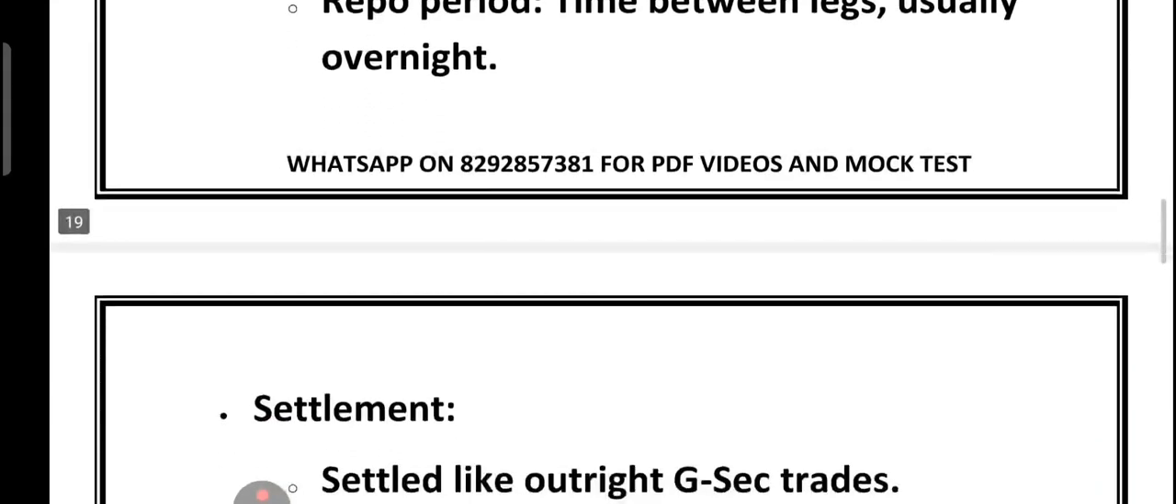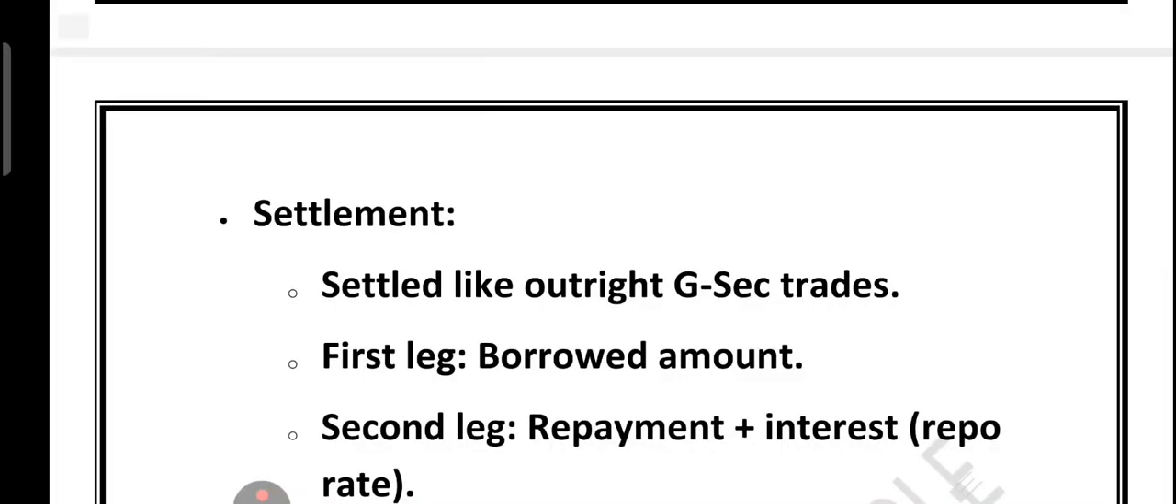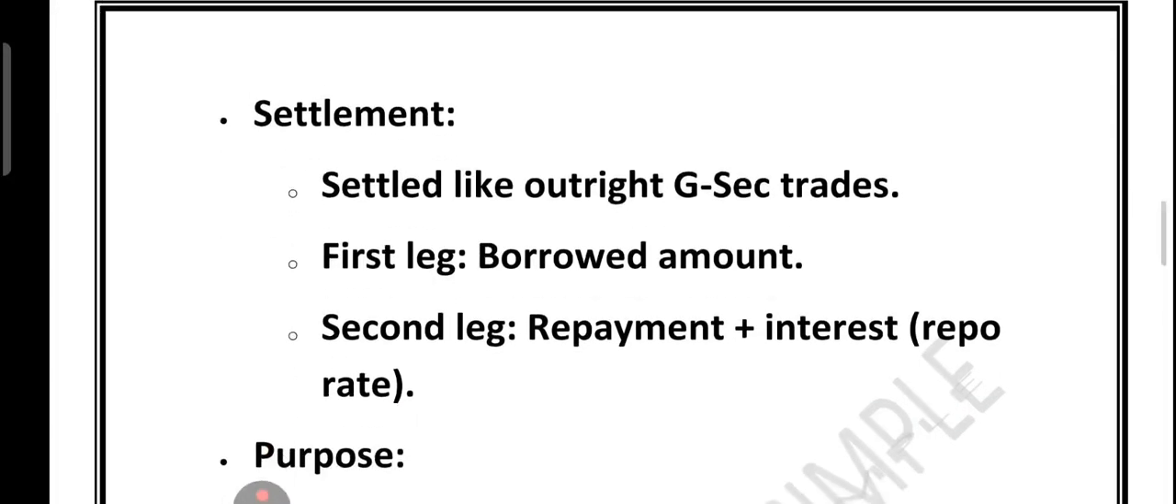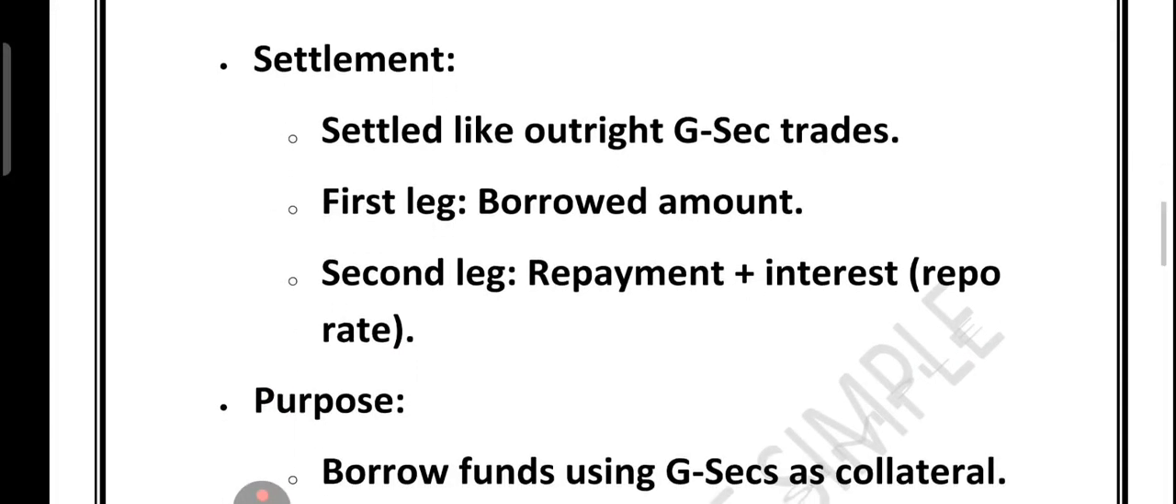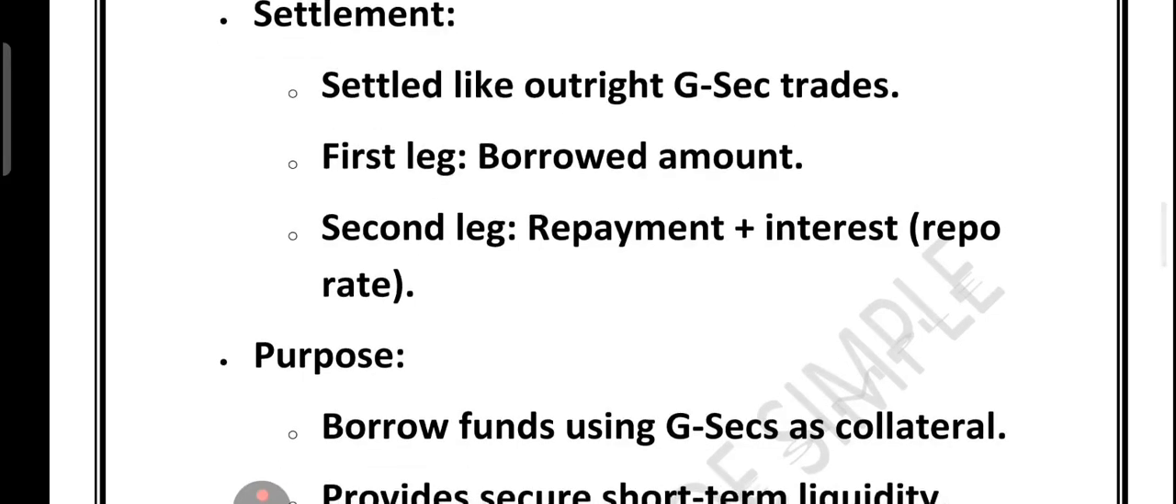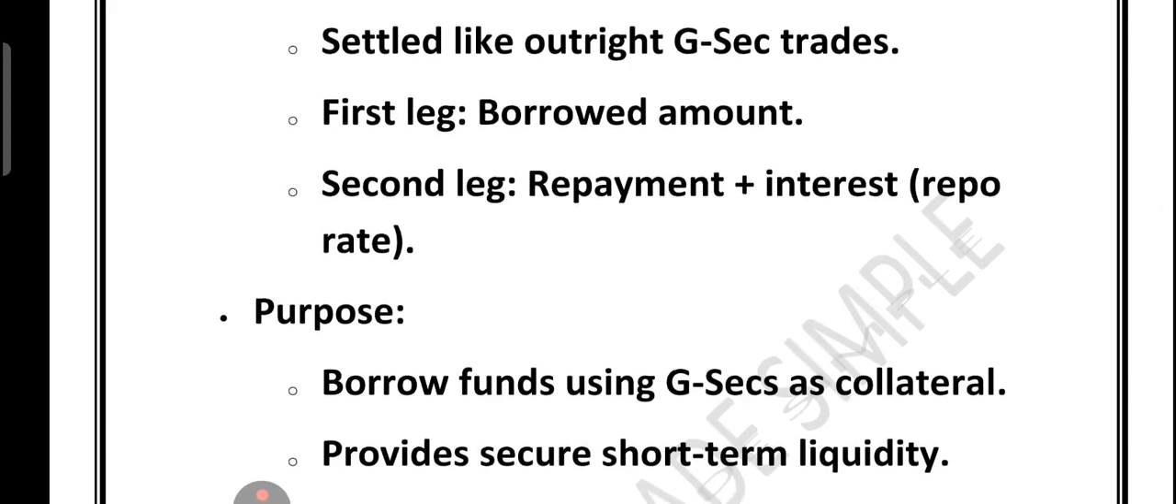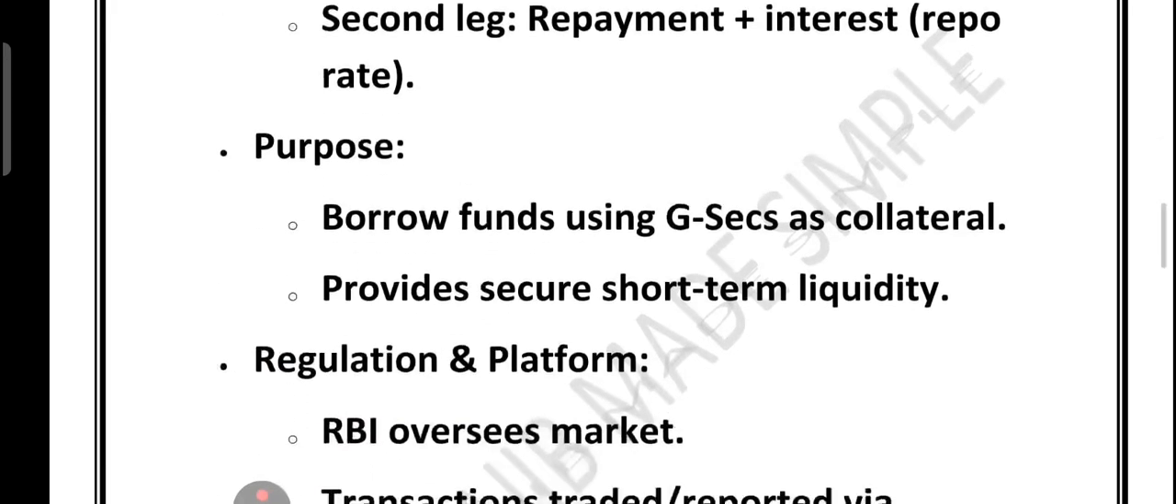They are settled in two steps. Then we talk about the settlement. Repo transactions are settled like government security trades. First leg, the lender gives funds, the borrower provides securities. Second leg, the borrower repays principal plus interest, that's called the repo rate, and gets back the security. So the interest earned is the repo rate, representing the short-term borrowing cost.